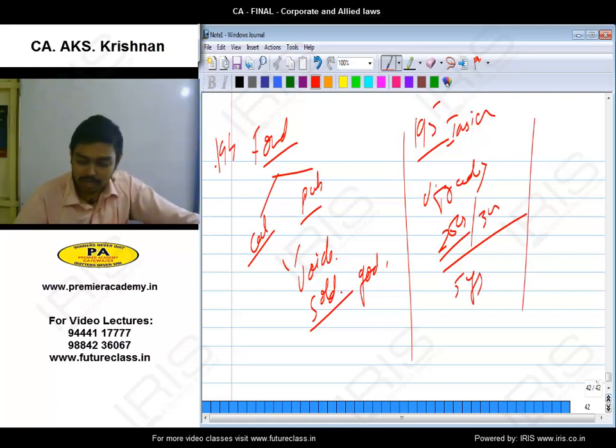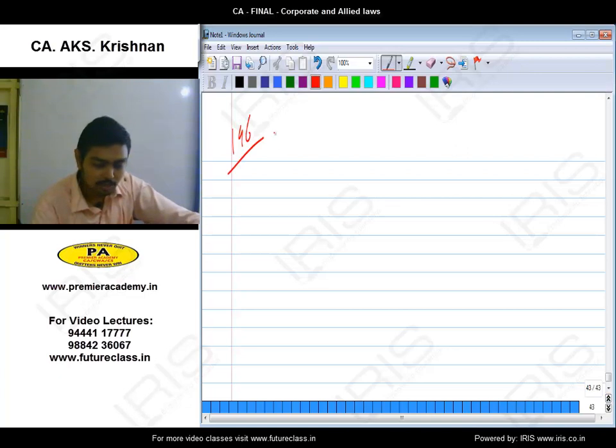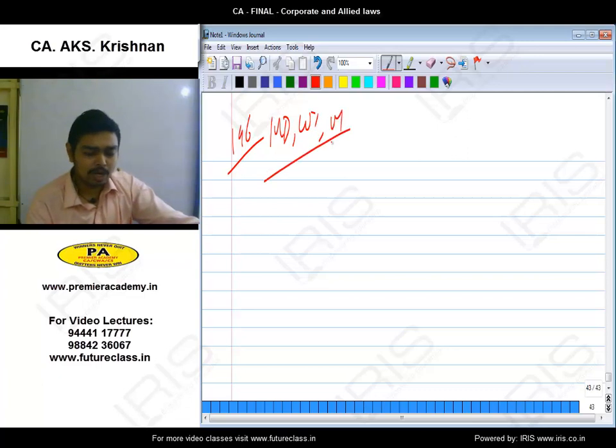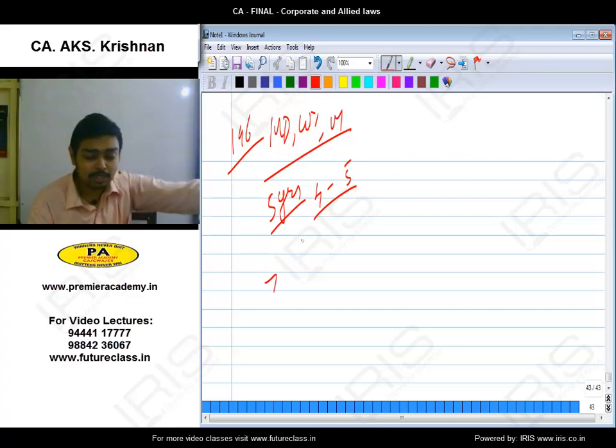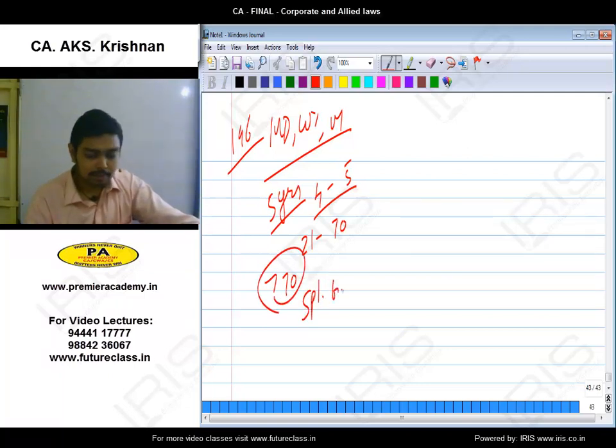Then we have section 196. What is 196? Appointment of MD, whole-time director and manager. How many maximum years? 5 years I can appoint. I can reappoint them after the 4th to 5th year, and at that time I can reappoint them by normal resolution. Then what is the age limit? 21 years to 70 years. If the person is more than 70, special resolution in general meeting is needed, and justification should be given.